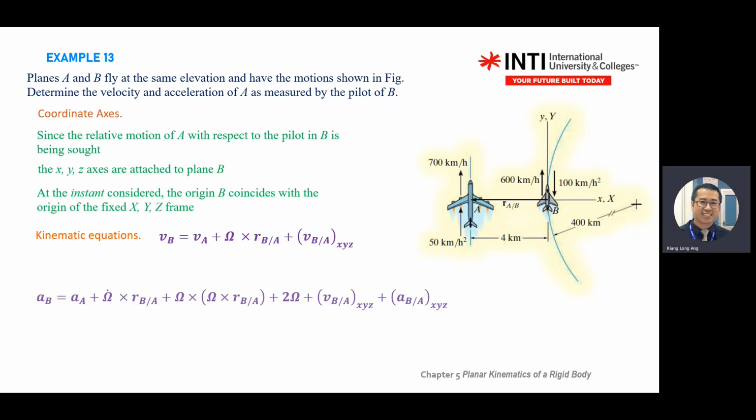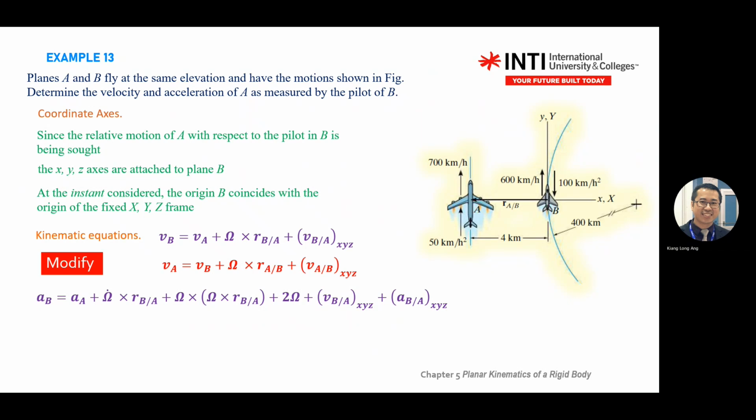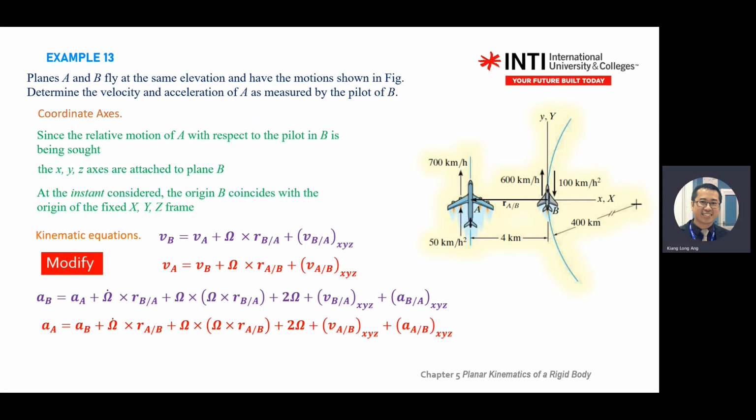So this equation you also memorize. Modify accordingly. The question asks you about A. You modify your target. The answer is A, from A from B. Change A from B. This is the standard. You change B stroke A to A stroke B. Same with the acceleration equation. Then use the coordinate system to help you substitute inside there.